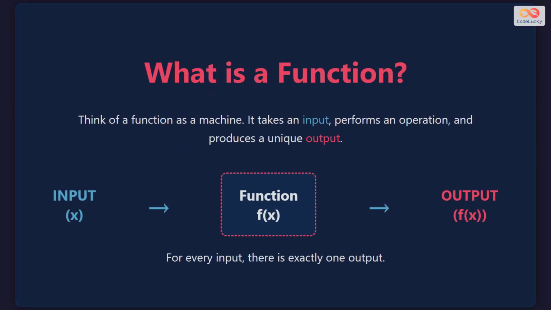Before we combine functions, let's quickly review what a function is. You can think of a function as a special machine. It takes a single input, which we often call x. It performs a specific operation on that input, and then it gives you back exactly one output. This relationship is key. For every one input, you get one and only one output.